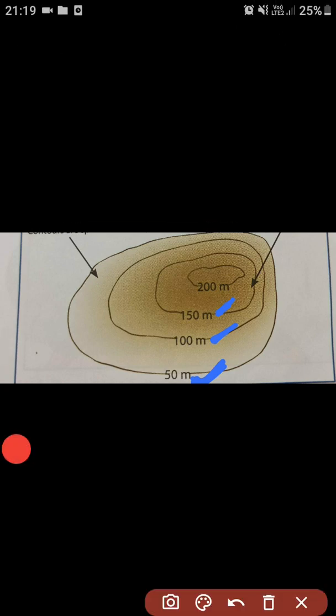Slope of a landform or an area indicates how steep the land is. Now here you can see lots of gap is there, so that is a gradual slope. Lots of gap is there, gradual slope. But here you can see very little gap, very little difference is there. It means this is a steep slope. Steep slope, and this is gradual slope. You can see this difference. This is a steep slope.